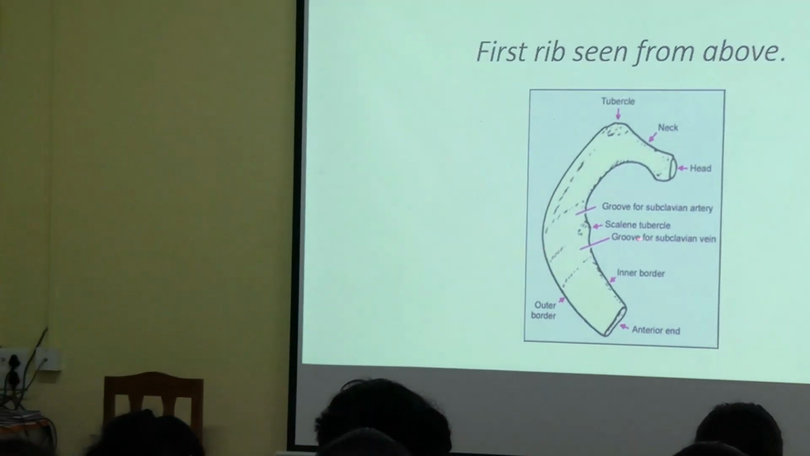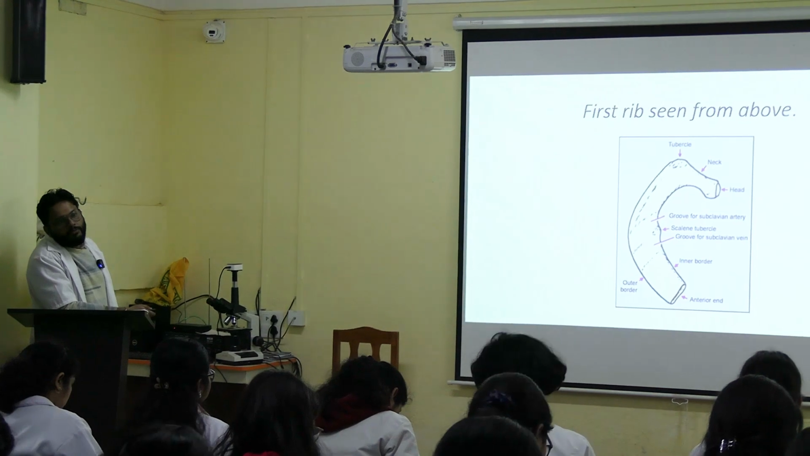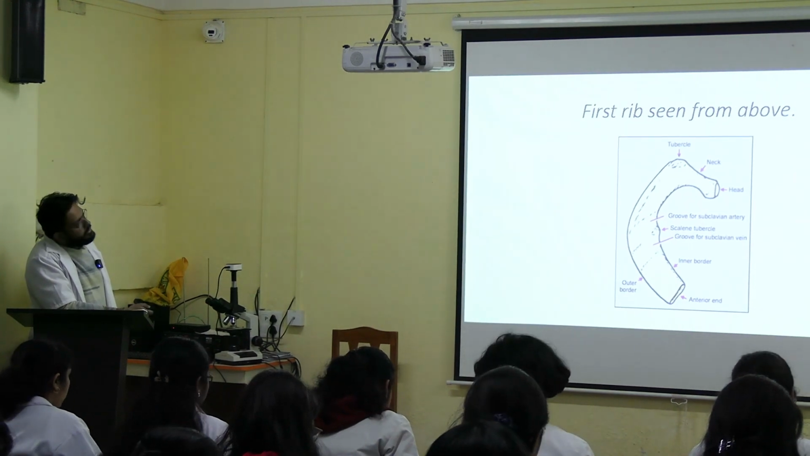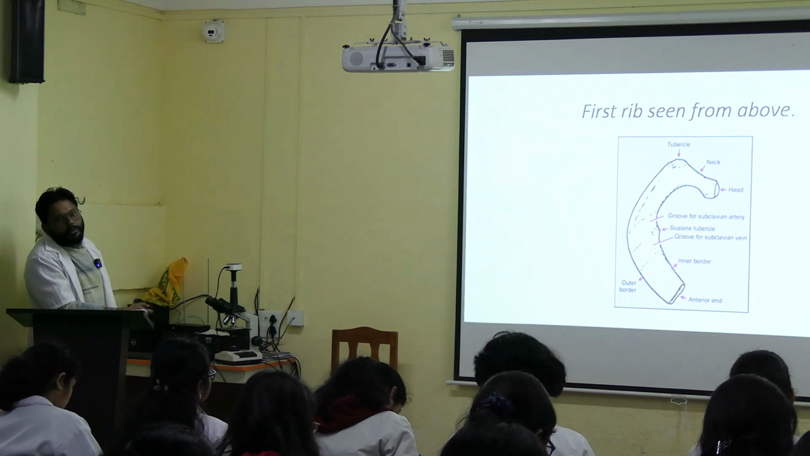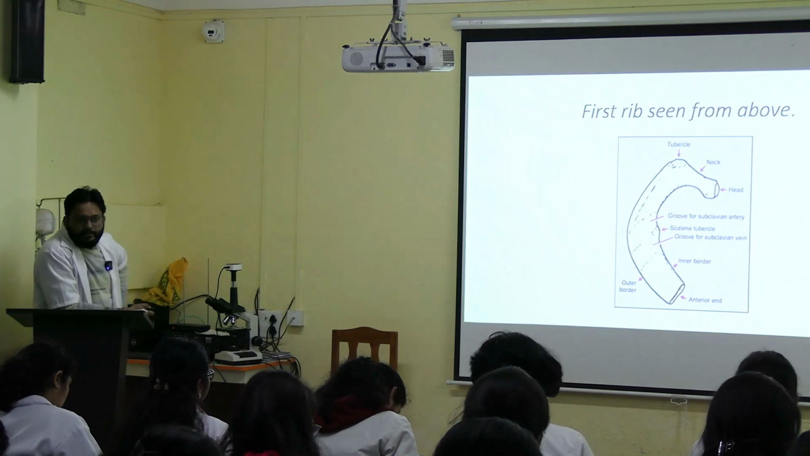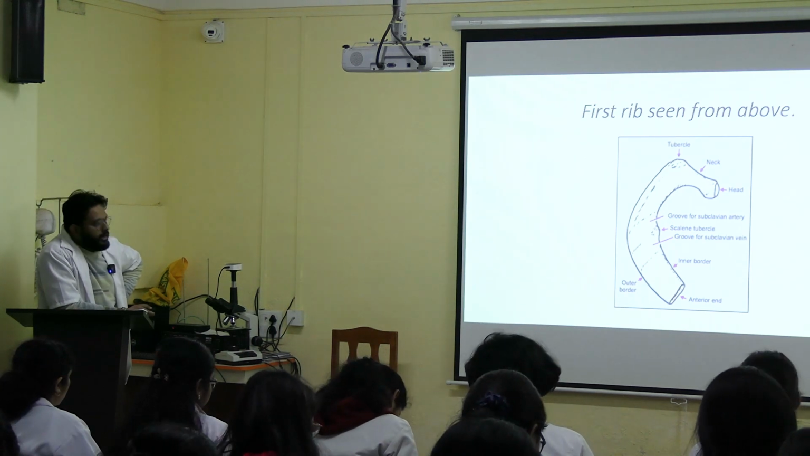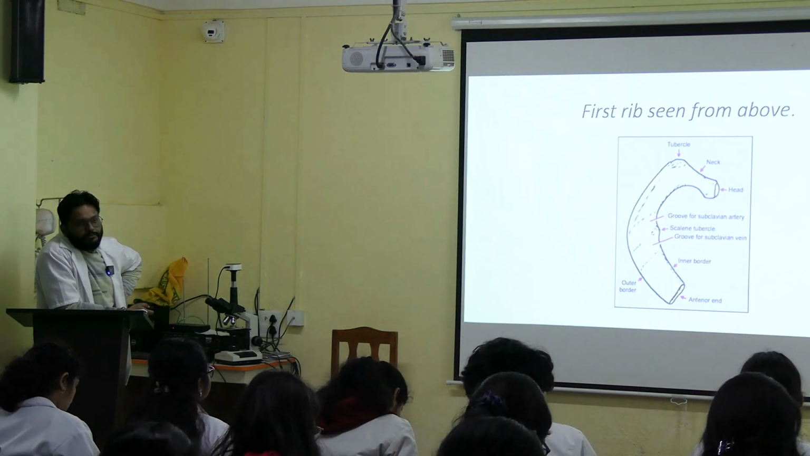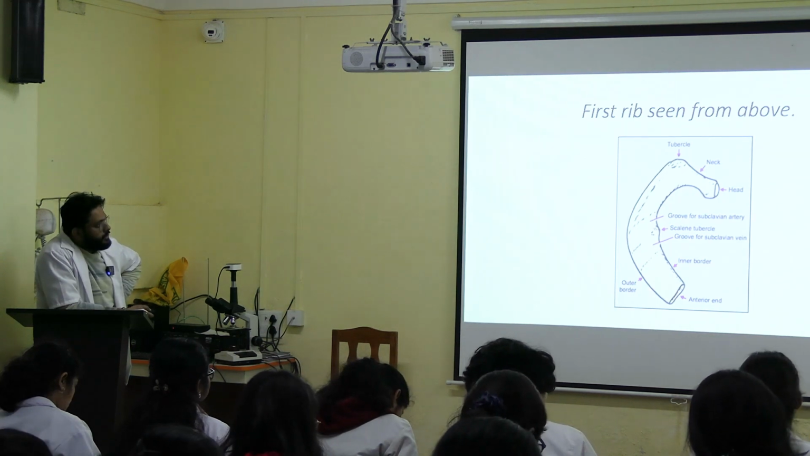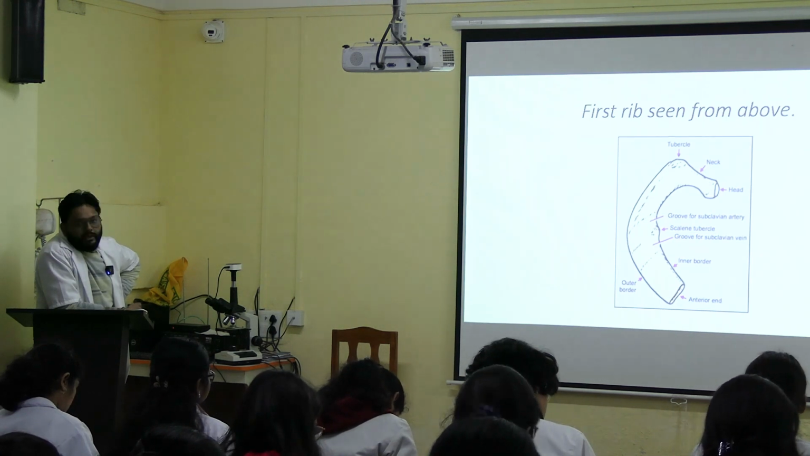But this is the groove for the subclavian vein. Which structure is related to this groove? Subclavian vein. In between these two grooves, there is a prominence known as the scalene tubercle. Which muscle? Scalenus anterior. This one is the inner border. This one is the outer border. And this is the anterior end.